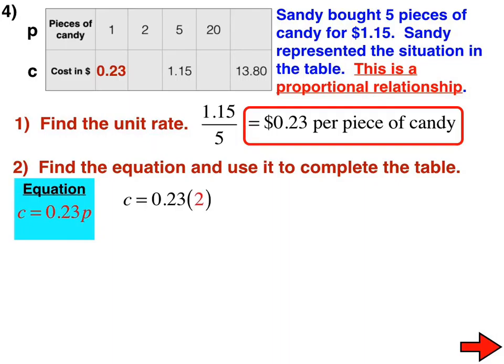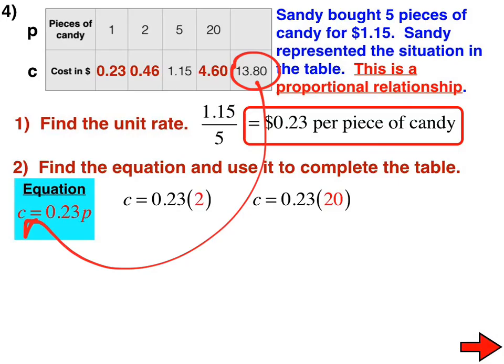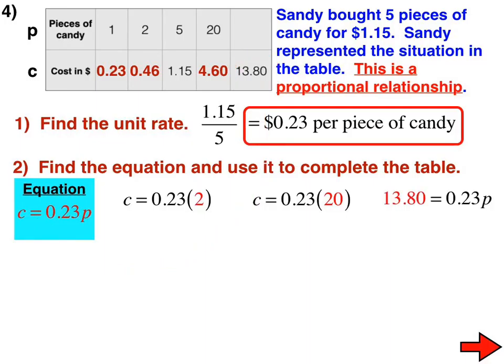Now using that, I'm going to fill out the rest of my table. For 2 pieces of candy, it would cost 46 cents. For 20 pieces of candy, it would cost, times 20, $4.60. If I have $13.80, how many pieces of candy can I buy? That last one gives you a cost. So I need to plug that into the C part of my equation and then solve for P. Good. You can buy 60 pieces of candy for $13.80.